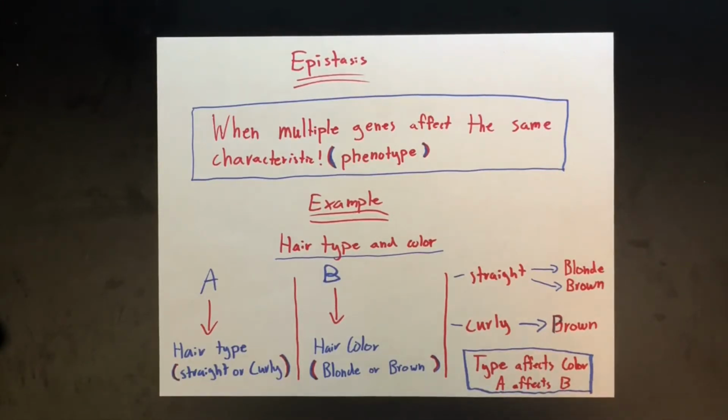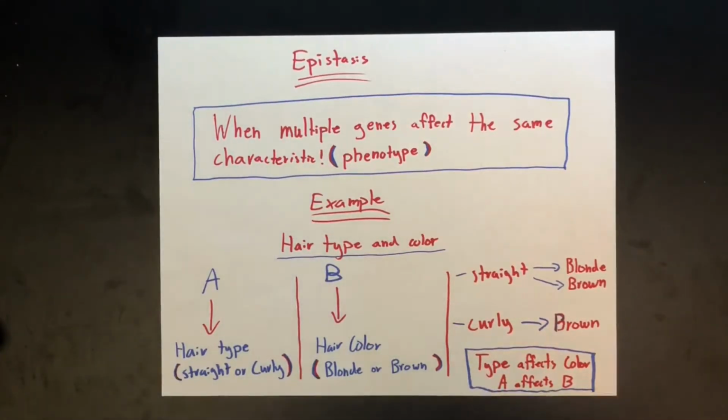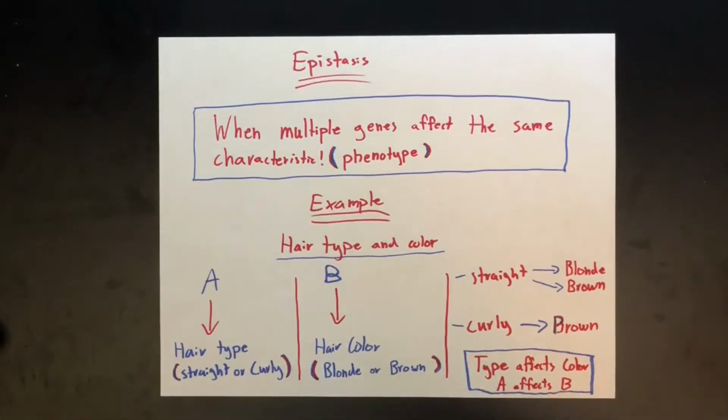I want to explain an example I've created to help demonstrate this concept of epistasis. So the trait or characteristic I want to talk about is hair type and hair color. Let's imagine that there's just one gene that affects if a person would have straight hair or curly hair, and we'll call that gene A, as you can see here. Hair type can be either straight or curly. Now let's imagine that gene B controls hair color, and that can either be blonde or brown, as I've shown here below.